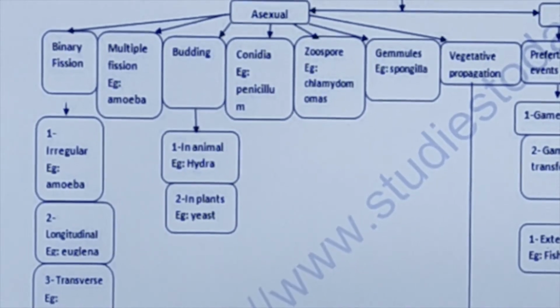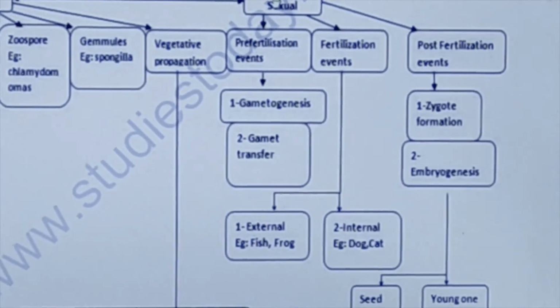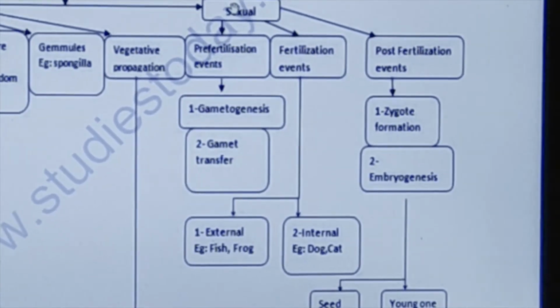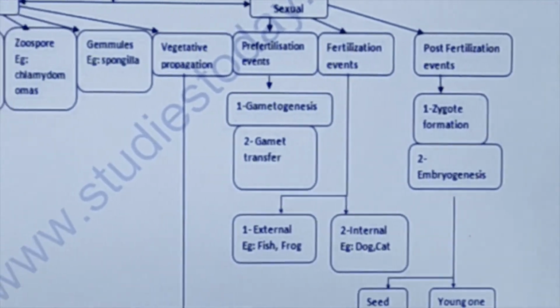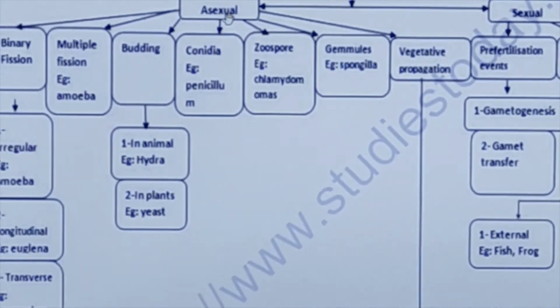Now here, the sexual disadvantage: you can see that two different individuals are required for the fusion, for the formation of the gametes. Next is asexual reproduction. We have seen it in animals and plants.